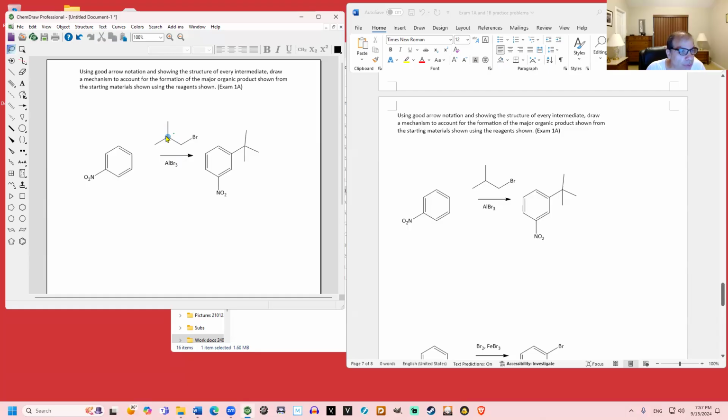So the reaction starts not with the benzene ring, but with the alkyl halide. This is how we did it in the class notes. So our goal is going to be to get rid of the halide. Our catalyst is aluminum bromide. It could just as easily have been iron 3 bromide, same mechanism. So it starts with the relatively electron-rich bromine atom donating its electron pair toward aluminum.